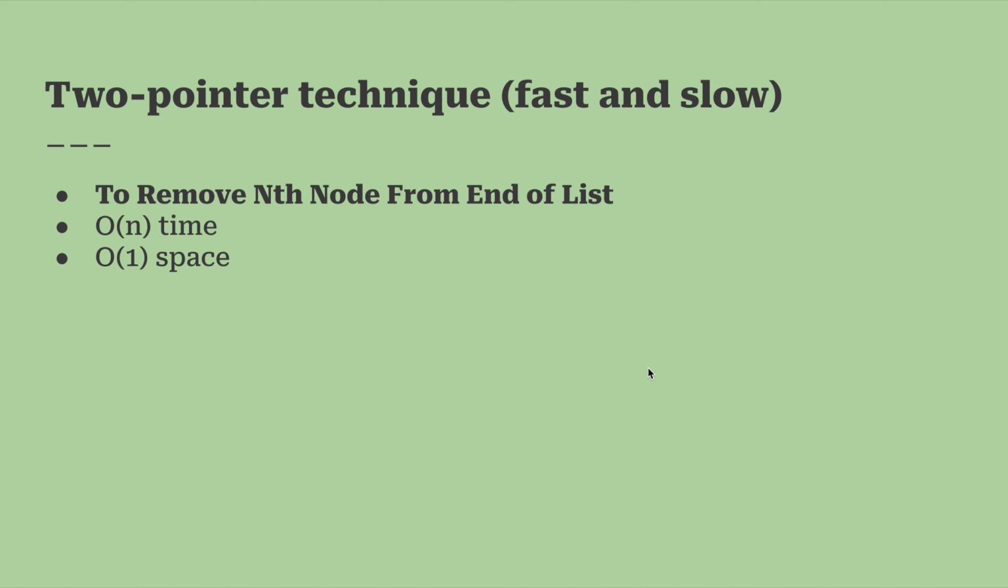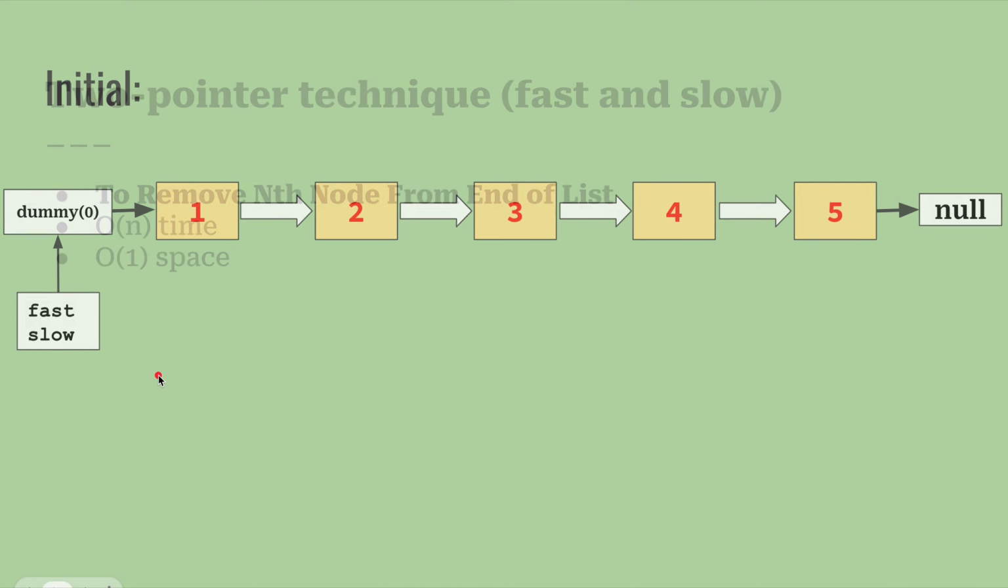Now think, if we go for fast and slow with the two pointer technique to remove the nth node from the end of the list, it will take O of n time, because we just have to iterate over all the nodes in the list. If n is the number of nodes, it will take O of n time. We do not need any extra space because it's just two pointers, so the space is O of 1.